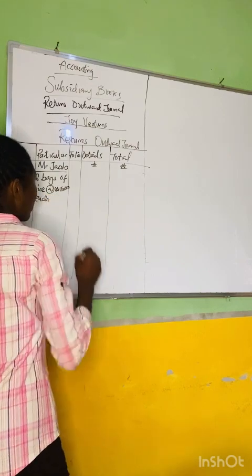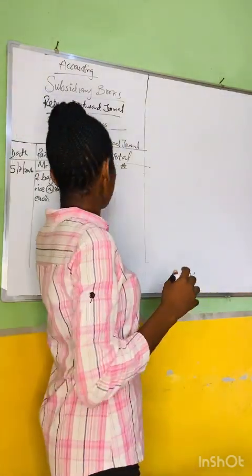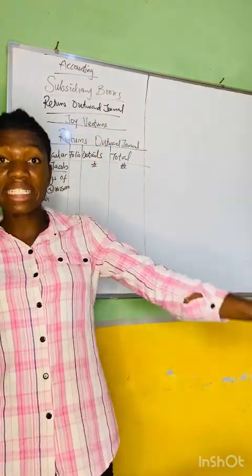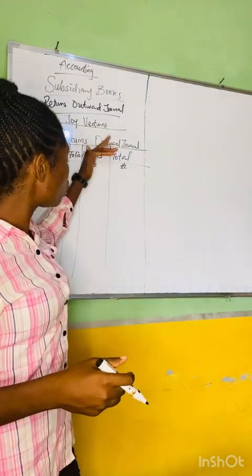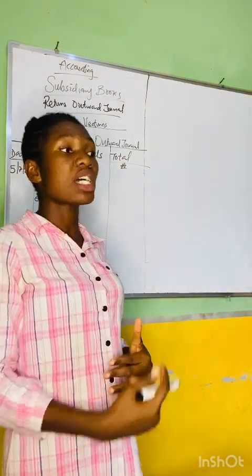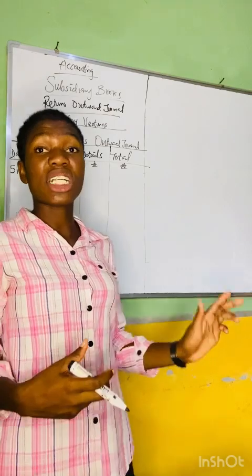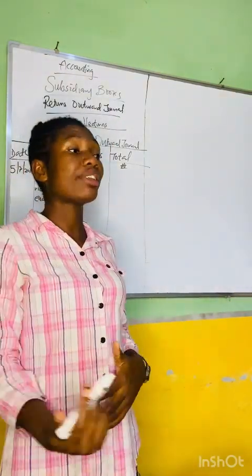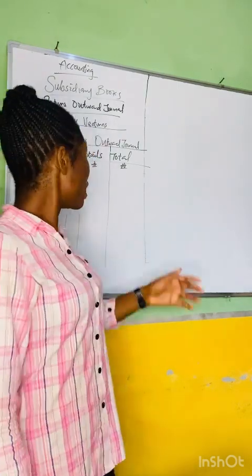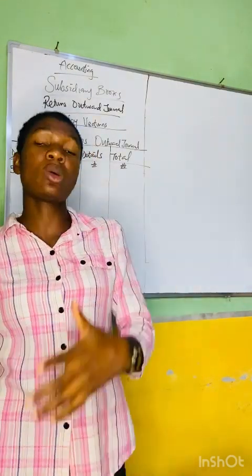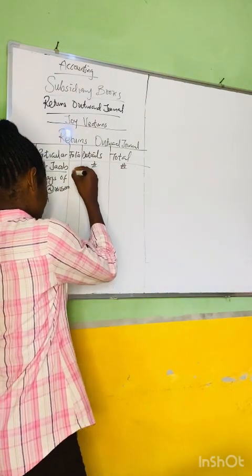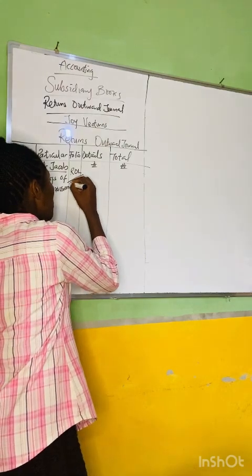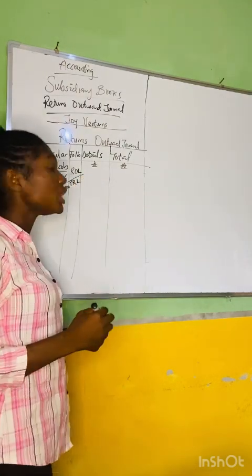Okay, so our reference, which is our folio, will be in our returns outward ledger. It means after we are through with the journal, we make transfers from our subsidiary books to our ledger. So from our returns outward journal we'll be making transfers to our returns outward ledger. It is also called our purchases returns ledger. So our folio will be returns outward ledger, or you can also call it your purchases returns ledger, your PRL.